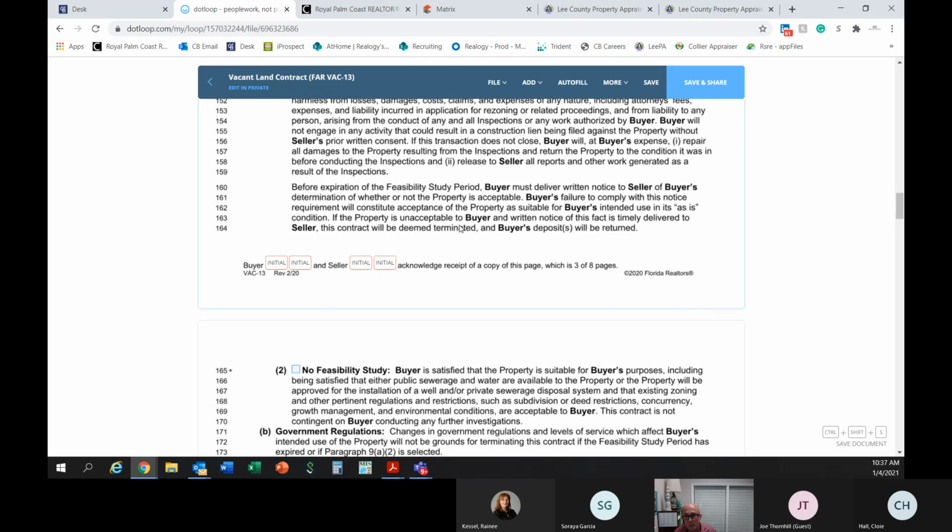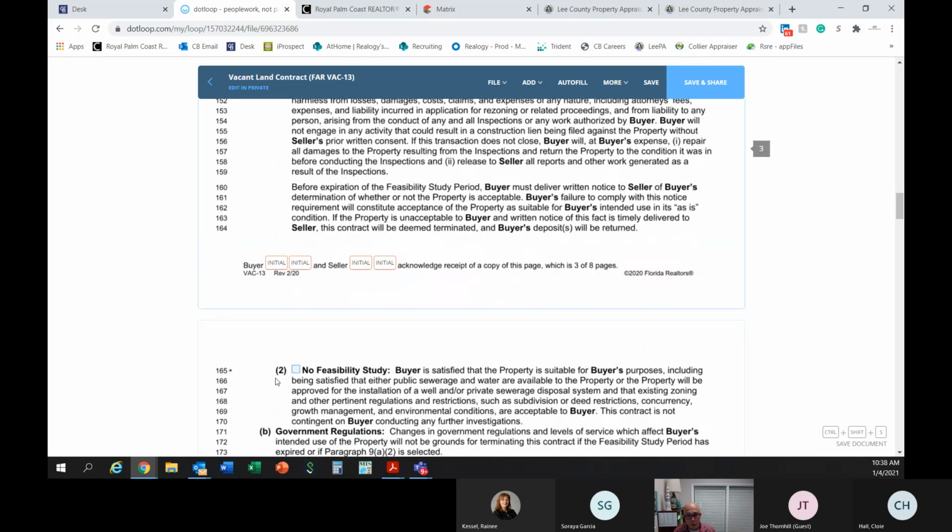If property is unacceptable to buyer and written notice of this fact is timely delivered to the seller, this contract will be deemed terminated and buyer's deposit will be returned. Okay, so you want the money back, deliver written notice that you're terminating the contract. Okay, no written notice constitutes acceptability of the contract, and we're moving forward with this contract.